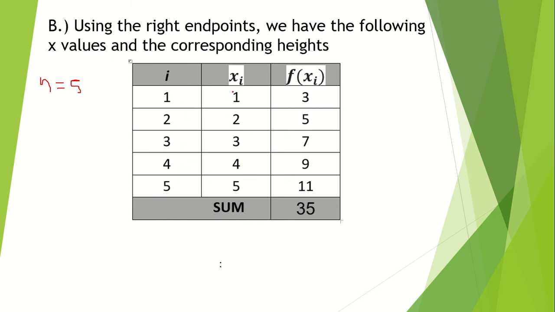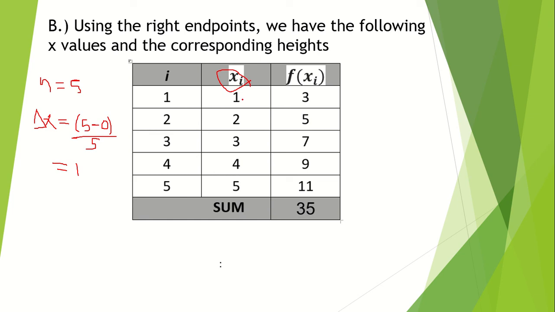For the second column, we have the x values. Our delta x is equal to the upper limit 5 minus the lower limit 0, divided by n, which is also 5, so that will give us 1.